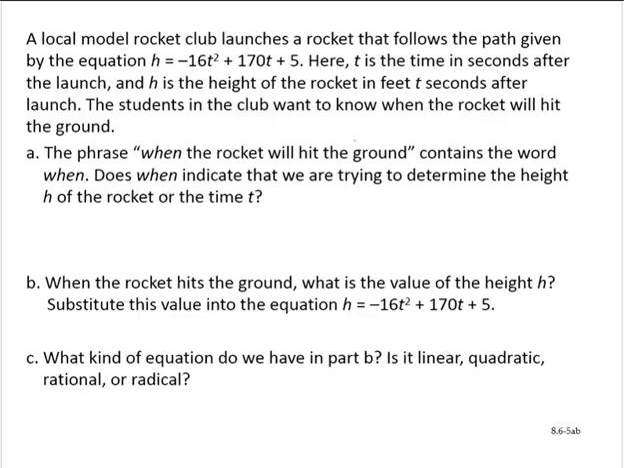A local model rocket club launches a rocket that follows the path given by the equation h equals negative 16t squared plus 170t plus 5. Here, t is the time in seconds after the launch, and h is the height of the rocket in feet t seconds after launch. The students in the club want to know when the rocket will hit the ground. Alright, so that's sort of our goal. They want to know when the rocket will hit the ground.